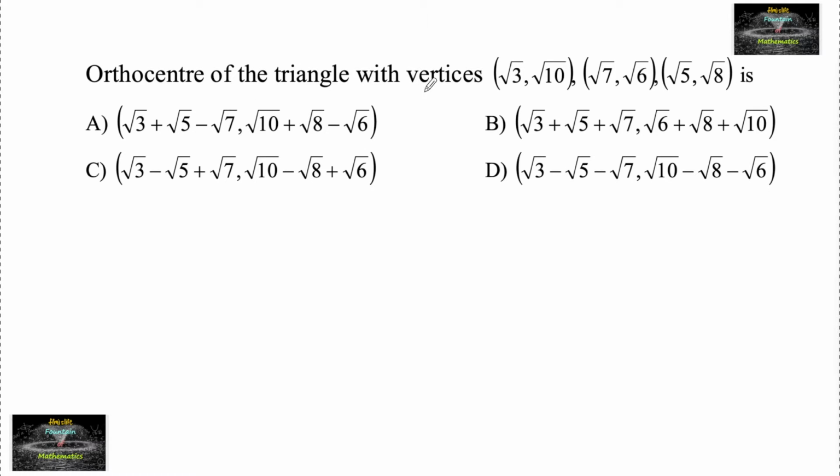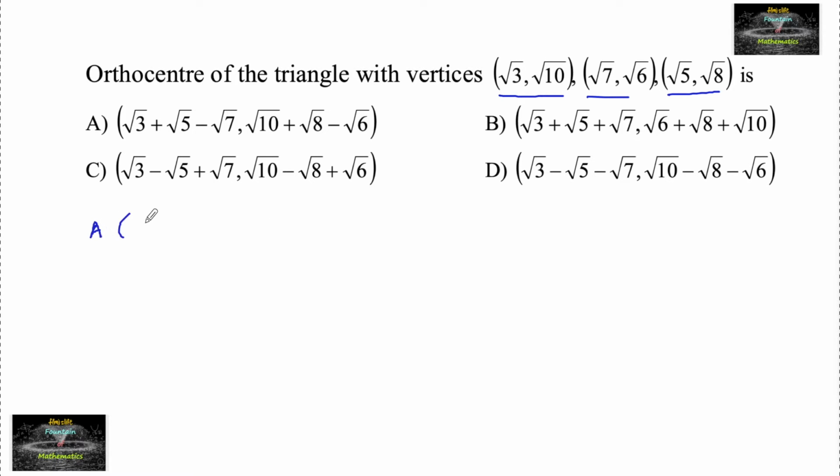Orthocenter of the triangle with vertices (√3, √10), (√7, √6), (√5, √8) is how much? So here clearly we can observe that (√3, √10), (√7, √6), (√5, √8) are equidistant from the origin.